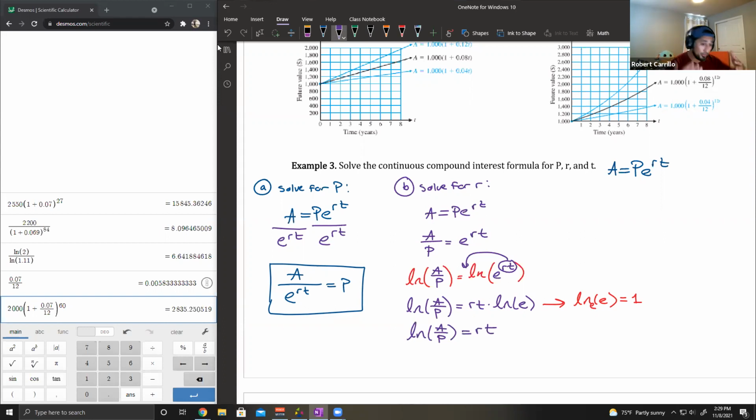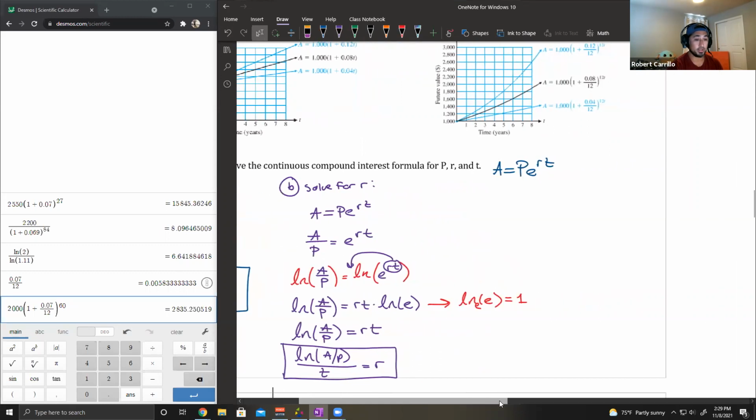And if you want to solve for R, all you have to do is divide by T. And we have our formula: natural log A over P, over T, is equal to R. Which means you also have the formula if you want to solve for T.